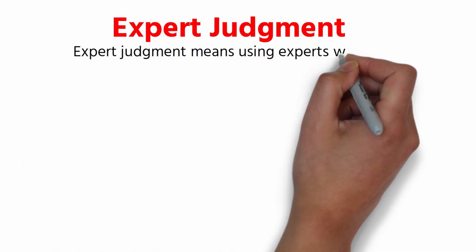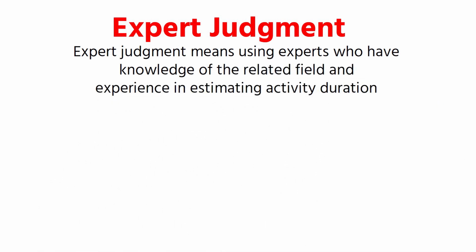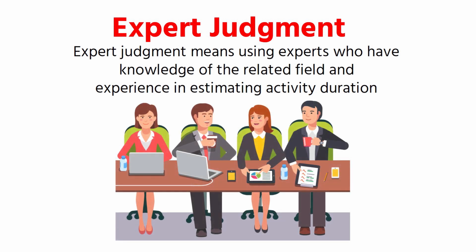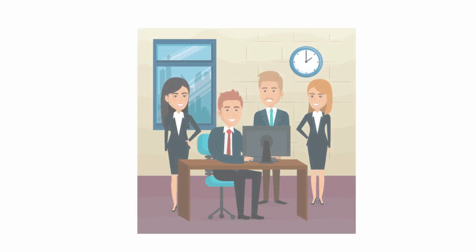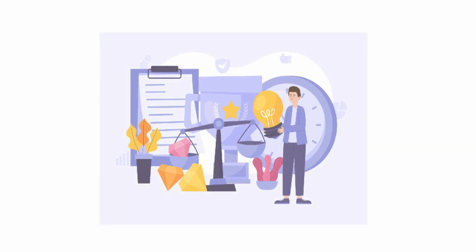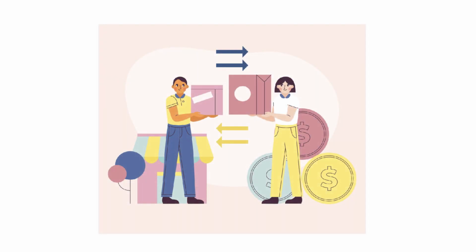Expert judgment. Expert judgment means using experts who have knowledge of the related field and experience in estimating activity duration. Expert judgment can be provided by a member or multiple members of the project management team. The expert who is the most familiar with the type of work often provides more accurate estimate. The accuracy of expert judgment depends on the knowledge and experience of the estimator. The characteristics of the project are also an important factor that affects the accuracy of the estimates.